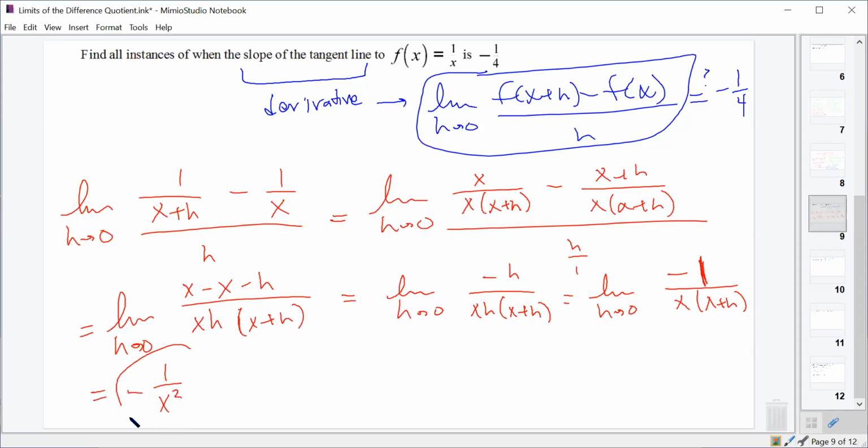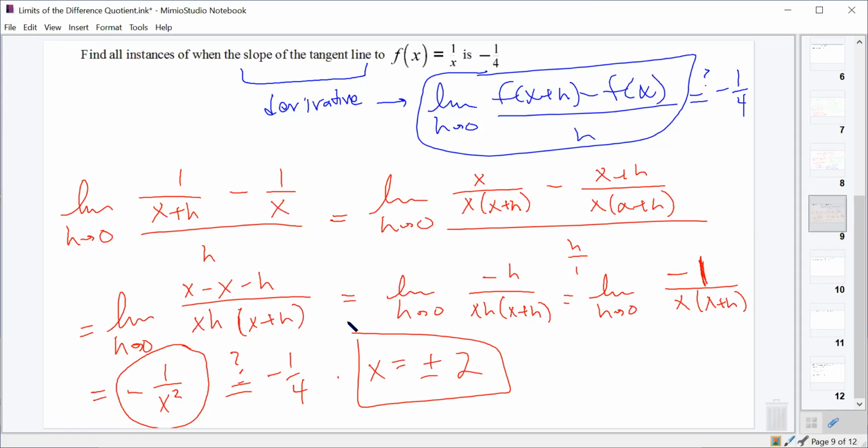So this is the derivative of 1 over x. The derivative of 1 over x is -1 over x squared. And we want to know when does that equal -1/4? Well, that would be when x is positive or -2. So that's our answer.